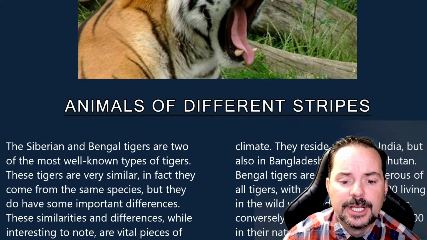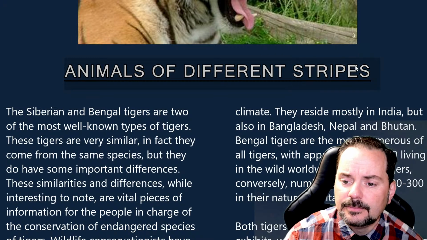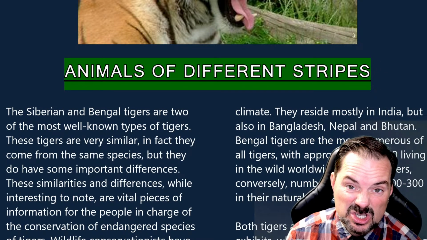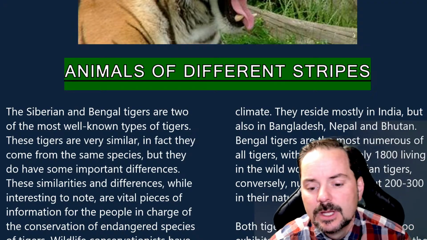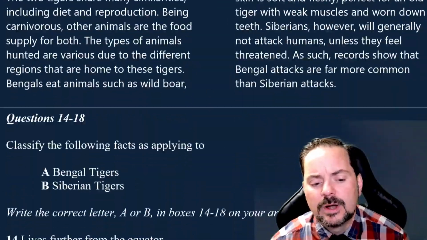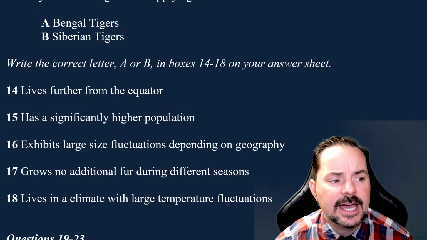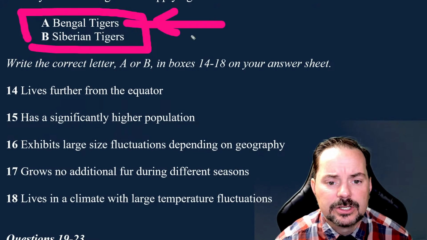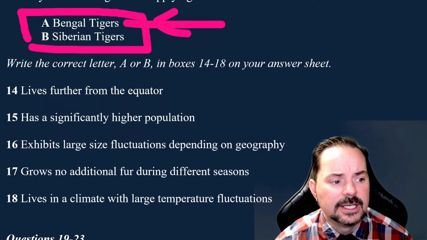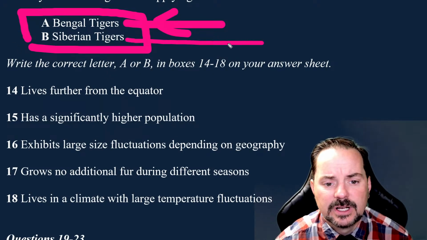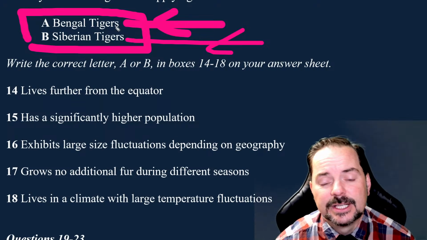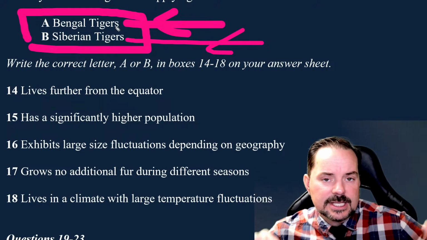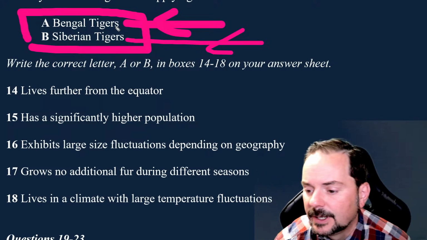All right, back to the point here. So title, animals of different stripes, probably different kinds of tigers. Okay, let's look at the questions. So here we have a categorization type question. Bengal tigers, so there we go. I was thinking correctly that we're talking about some different kinds of tigers here. And Siberian tigers. Okay, Bengal and Siberian. One's in Bengal, one's in Siberia, so in different parts of the world, right?